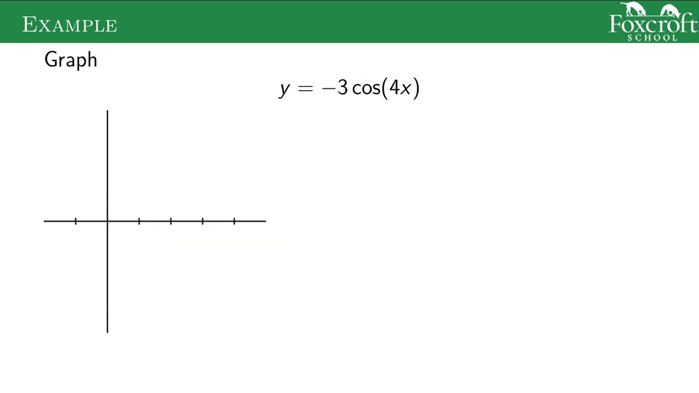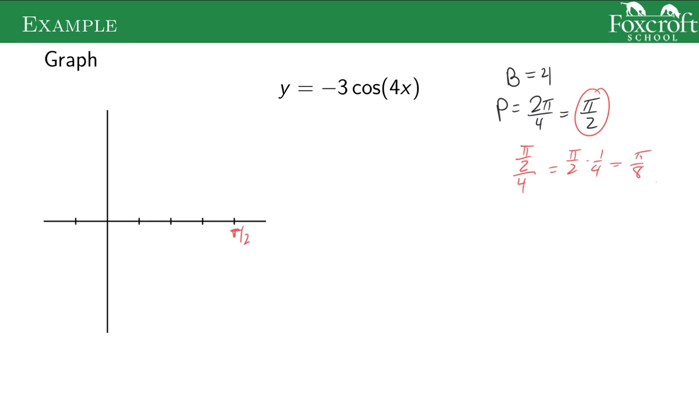This next one is going to be a little bit more difficult because now B is 4. The period is 2 pi over 4, which is pi over 2. Again, whatever number is here is going to go there. Now I need to figure out what these equal segments are going to be for the rest of my graph. I'm breaking up into 4 equal segments, so I can take pi over 2 and divide it by 4, which is the same as pi over 2 times 1/4, which is pi over 8. So a quarter of this is going to be pi over 8.